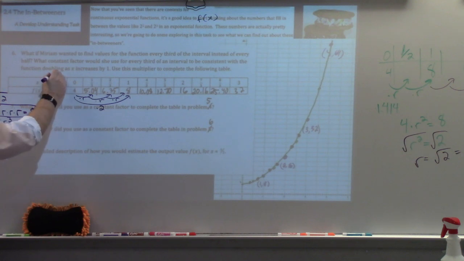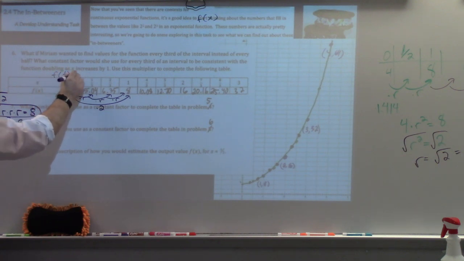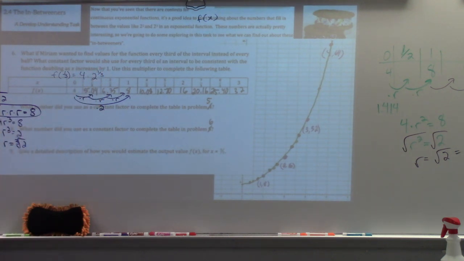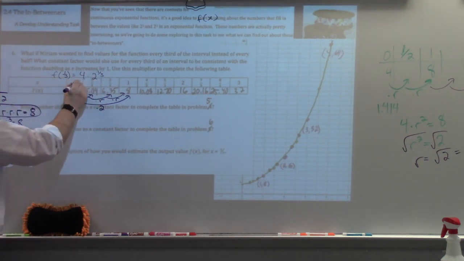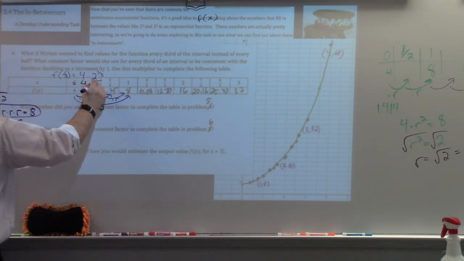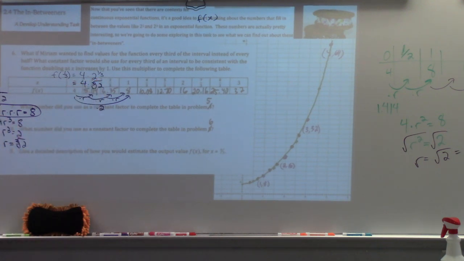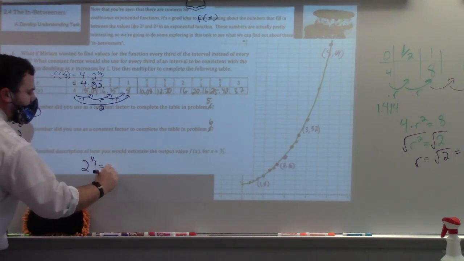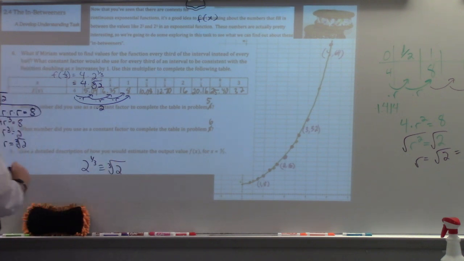From here then, I want you to notice that if I were to look at this detail right here, f of 1/3 would equal 4 times 2 raised to the 1/3, right? Which would be equivalent to 4 times the cube root of 2. We good with that idea? So again, we are seeing this idea that 2 to the 1/3 is equivalent to the cube root of 2. So a rational exponent is equivalent to a radical or a root, okay?